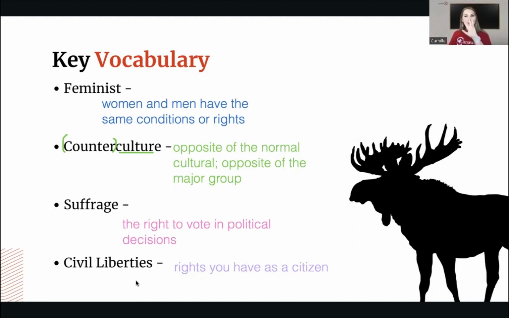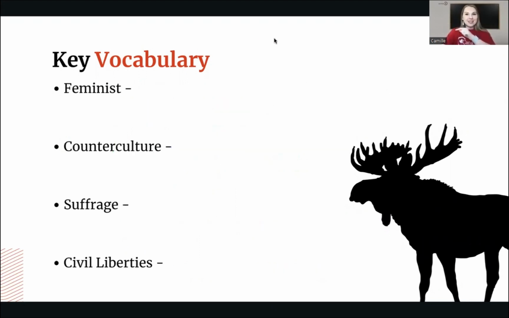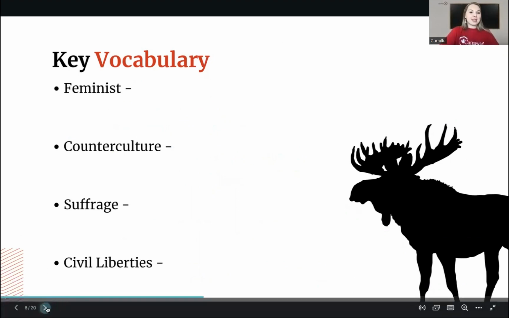These are the 4 key words that we're going to work with a little bit today. So hopefully you remember them. I know that we're going to see them again. So if you don't remember them, we'll look at them another time, no worries.